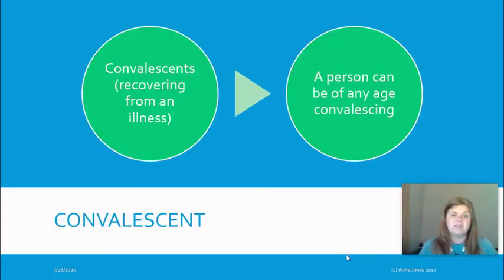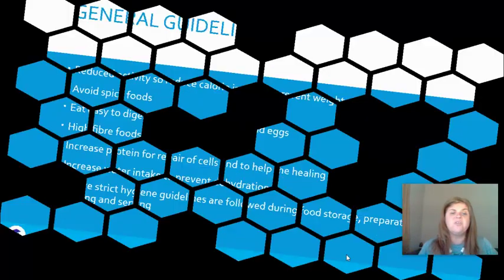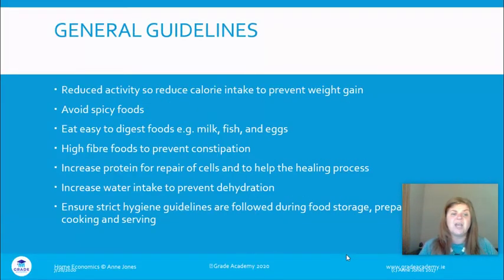And the convalescent, then, as we said already, the convalescent is somebody recovering from an illness, and a person can be convalescing at any age, and therefore their diet needs to reflect that. So when we look at the diet, you will see again the nutrients that we would have with regard to our other food groups, but you can also see here that there's reduced activity, so reducing your calorie intake. Again, no spicy foods. High fiber foods would be important. Easy to digest foods.